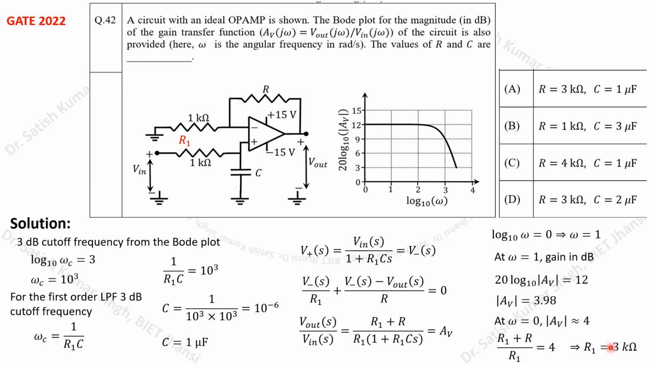So now you can see which option is suitable. Here the value of R is 3 kilo ohm, and the value of capacitance is 1 microfarad. So you can see option A has this combination, R equals 3 kilo ohm and C equals 1 microfarad. I hope you were able to understand.